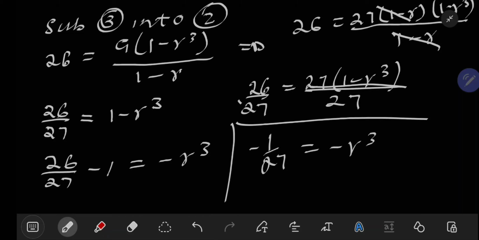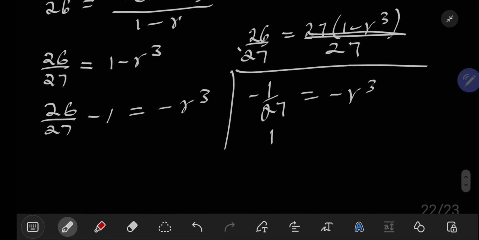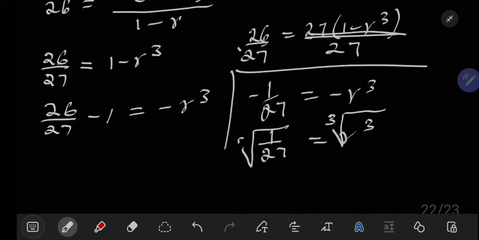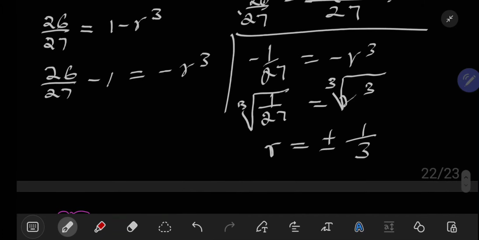When we divide both sides by negative, it means everything becomes positive. We're going to have 1 over 27 is equals to r cube. Okay, so to find the value of r, we must take the cube root of each term here. So I take the cube root of here, and I take the cube root of there. Then our r value becomes plus or minus 1 over 3. So it means your r can be positive 1 over 3 or negative 1 over 3, and that way you have answered your question.